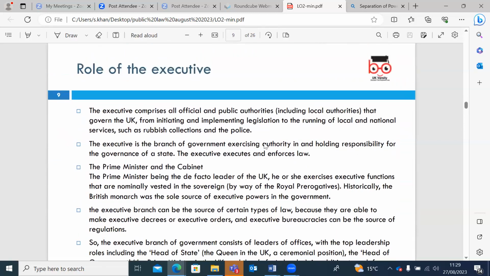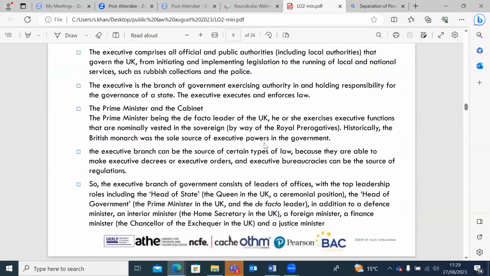So the role of the executive. The executive comprises all official and public authorities, including local authorities that govern the UK, from initiating and implementing legislation to the running of local and national services, such as rubbish collections and the police. The executive is a branch of government exercising authority in and holding responsibility for the governance of the state. The executive executes and enforces law.